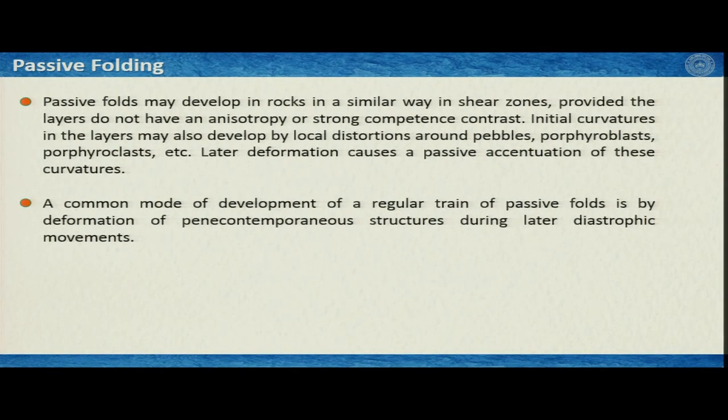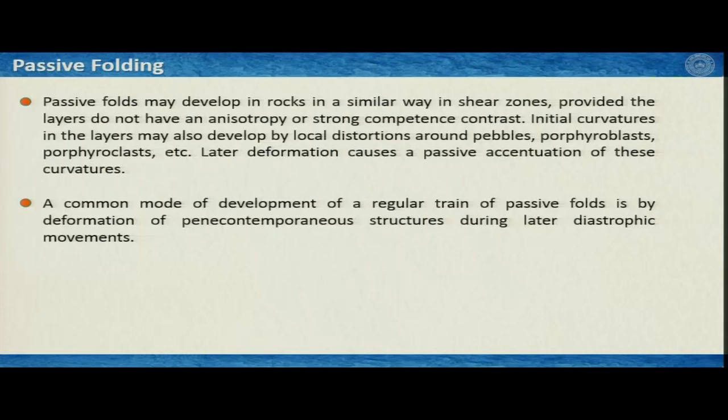Now, passive folds sometimes develop in rocks in a similar way in shear zones, because in shear zones you have very thin foliations, and the compositions or viscosity within these foliations are very similar. So, provided the layers do not have a strong anisotropy or strong competence contrast in terms of their mechanical properties, you can form passive folds in shear zones. The initial curvatures in shear zones generally develop by local distortions. This could be around pebbles, porphyroblasts, porphyroclasts, etcetera. Later deformation also causes a passive accentuation of these curvatures. You also see passive folds in penecontemporaneous structures, or a regular train of passive folds formed by deformation of sedimentary layers before lithification. This can happen due to tremors or diastrophic movements.